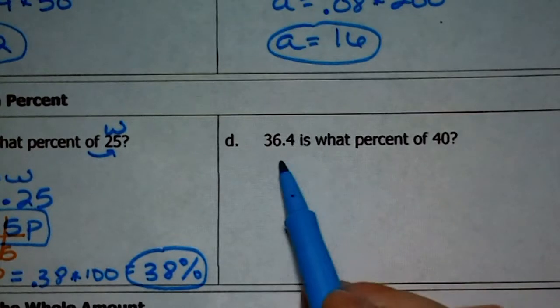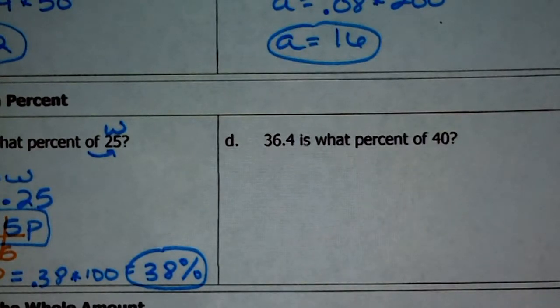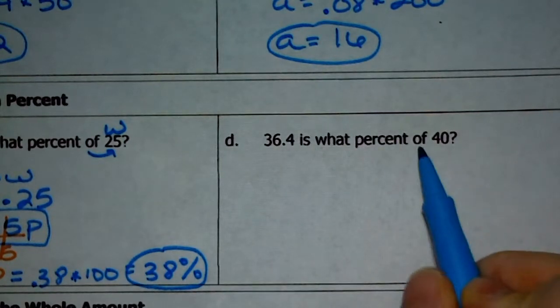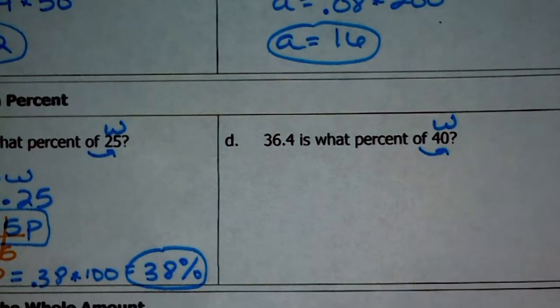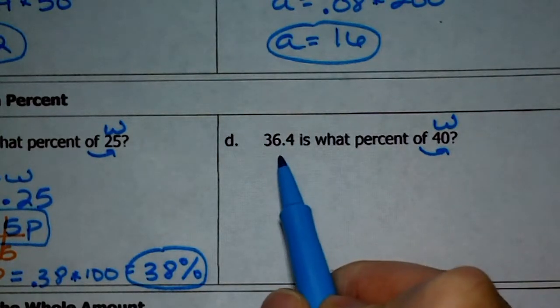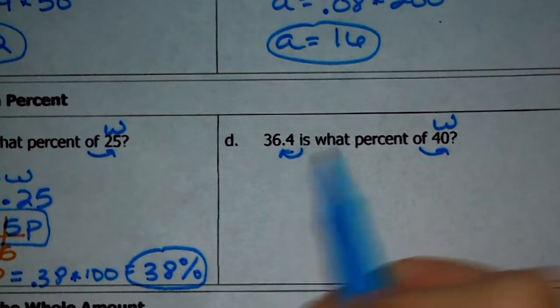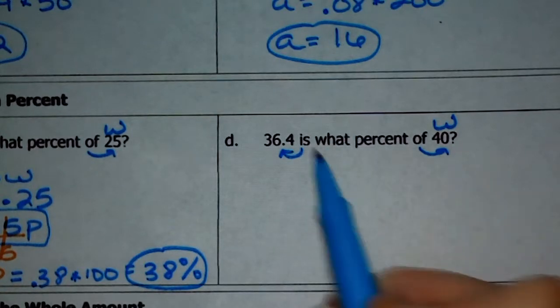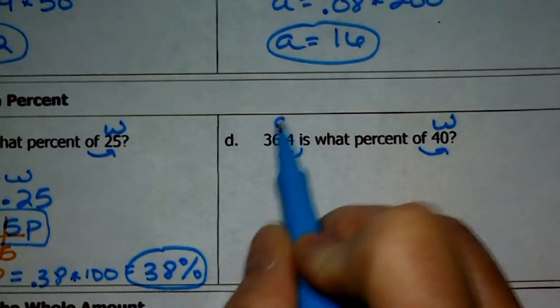It says 36.4 is what percent of 40? I know that I'm solving for the percent because there's not a number with a percent sign after it. I see it's out of 40. That makes 40 the W. And 36.4 is what percent. So whatever's in front of that word is my A.